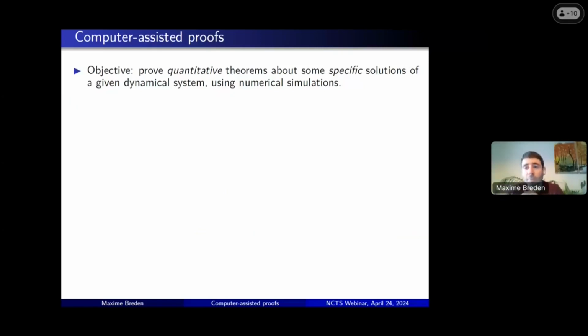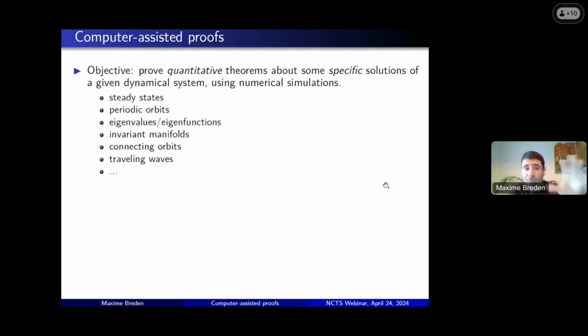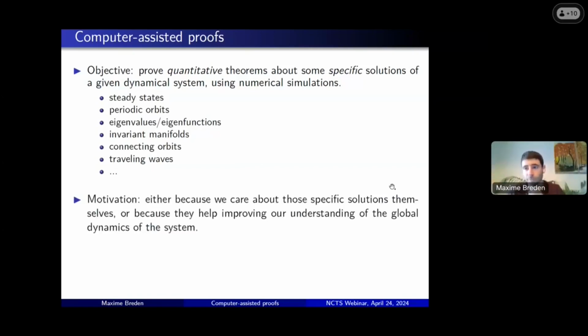And also specific, because I'm not going to try to solve, let's say, initial value problems where I say, okay, for every initial data in this or that function space, there is a solution. Instead, I will look at some specific solution, the easiest thing being steady states, but maybe also periodic orbits, or invariant manifolds attached to those, traveling waves, these kinds of things that are hopefully relevant for understanding the global dynamics of the system.